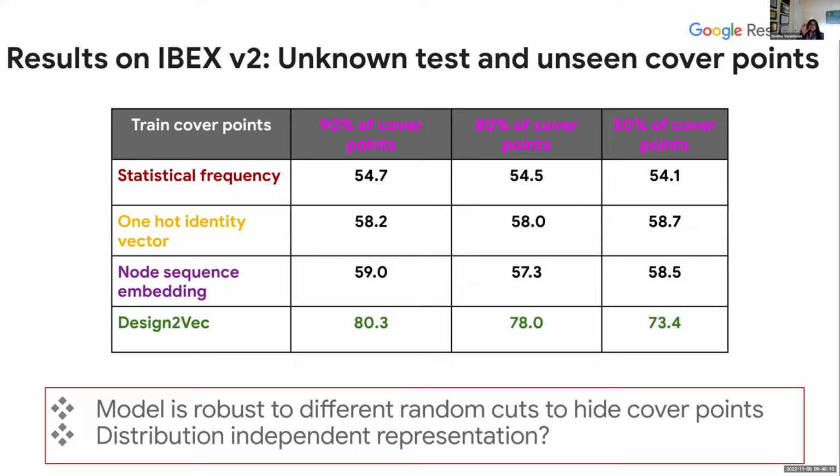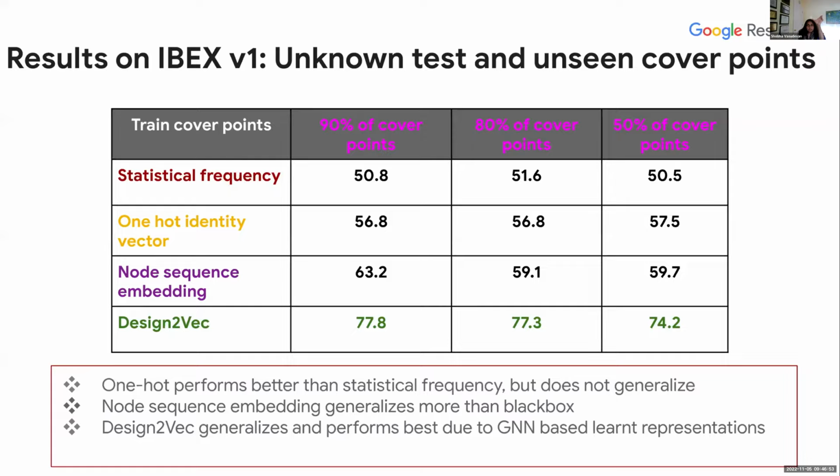These tables correspond to accuracy numbers. Each of the numbers in the cells is the prediction accuracy for the question: given a test and a cover point, the test is never seen, the cover point is never seen, can you predict if this test can cover this cover point? We are measuring the accuracy of that prediction. The columns correspond to how many of the cover points we trained on. In the first result that I showed you, the first column is when we trained on 90% of the cover points and validated on 10%. The second is trained on 80%, validated on 20, then trained on 50, validated on 50.